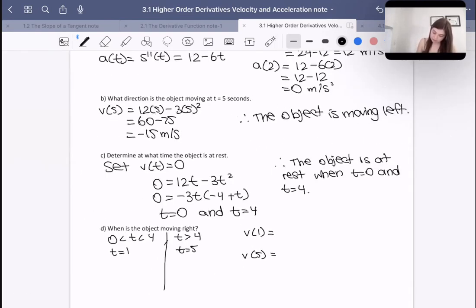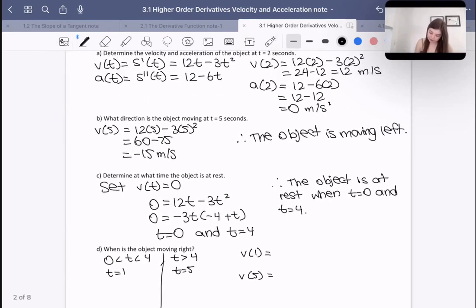Okay, so v of 1, let's go back to what's velocity. It is 12 times 1 minus 3 times 1 squared, which is 12 minus 3, which is 9. So that's a positive number.